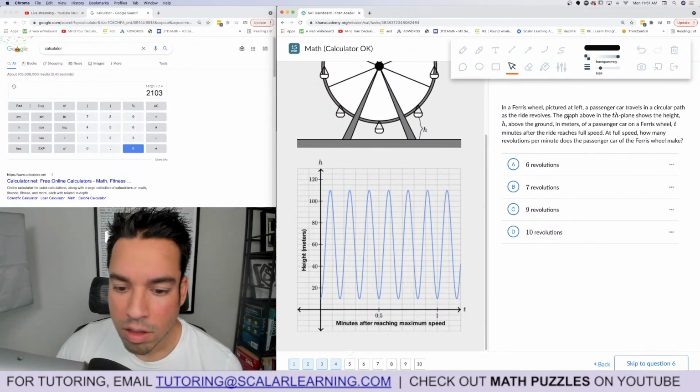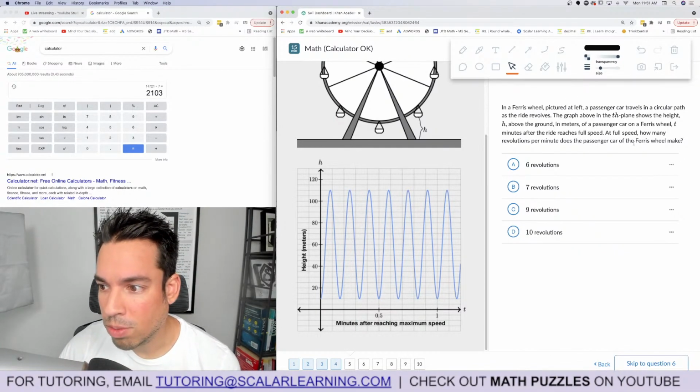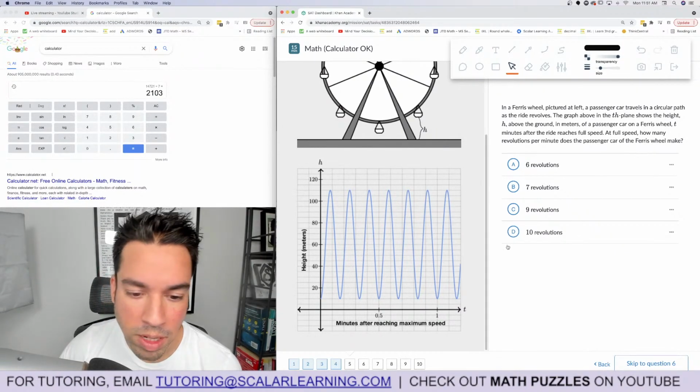Okay. This is like a trig function. I've never seen this on the SAT. Above the ground in meters, passing on a Ferris wheel, t minutes at full speed. How many revolutions per minute does the passenger car of the Ferris wheel make?